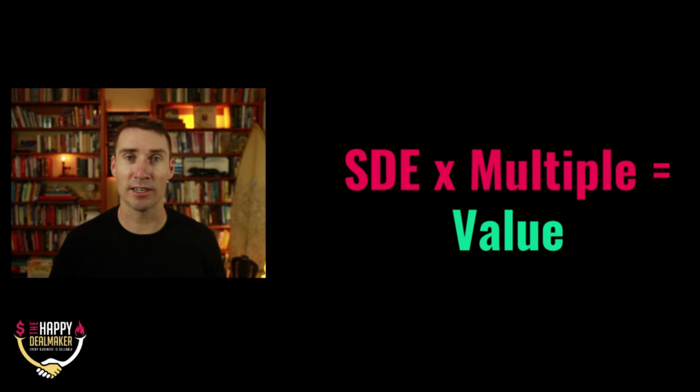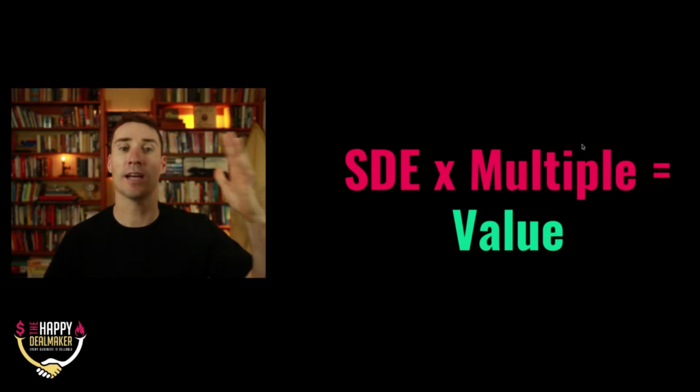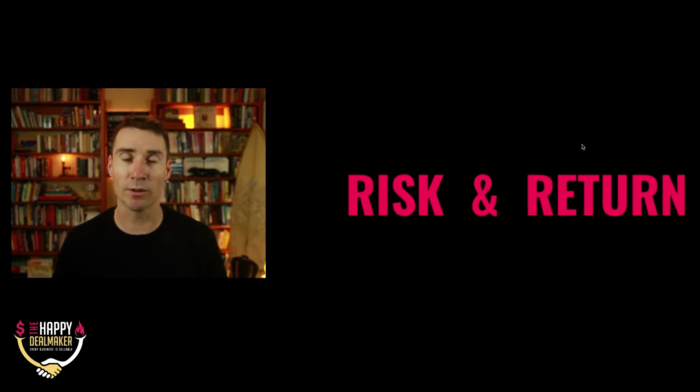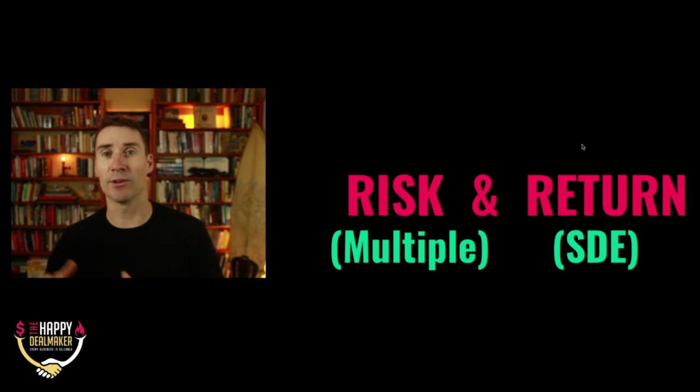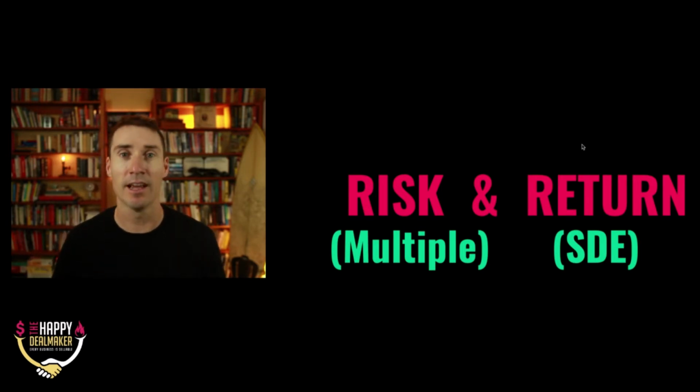Okay, so let's pick up where we left off. We are video 3 in our small business valuation series, and we are talking about multiples. Where it fits into the equation is seller's discretionary earnings, which we went over in video 1 and video 2, times your multiple is going to give you the value of your company. And it all ties in with risk and return. We're trying to determine the risk of your business, which is the multiple, and the return that a buyer is going to get from your business, that is the SDE. Using those two pieces of data, we're going to know what the value is.